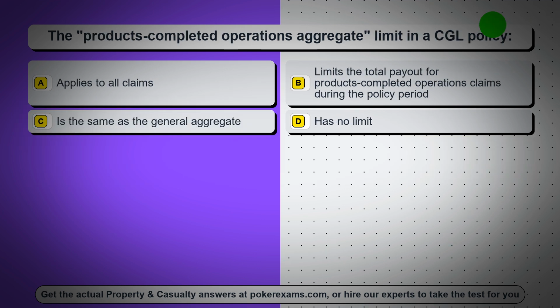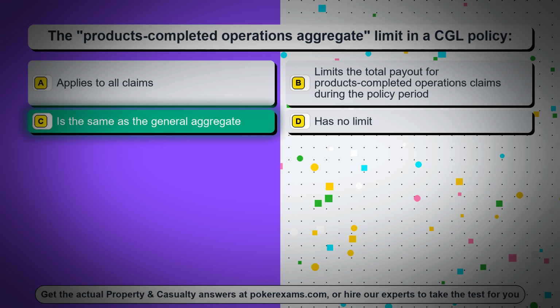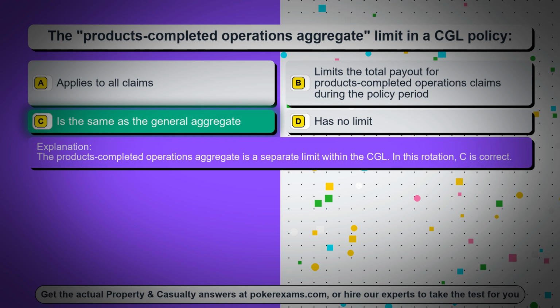Question 51. The products completed operations aggregate limit in a CGL policy. Option A applies to all claims. Option B limits the total payout for products completed operations claims during the policy period. Option C is the same as the general aggregate. Option D has no limit. The correct answer is option C, is the same as the general aggregate. The products completed operations aggregate is a separate limit within the CGL. In this rotation, C is correct.